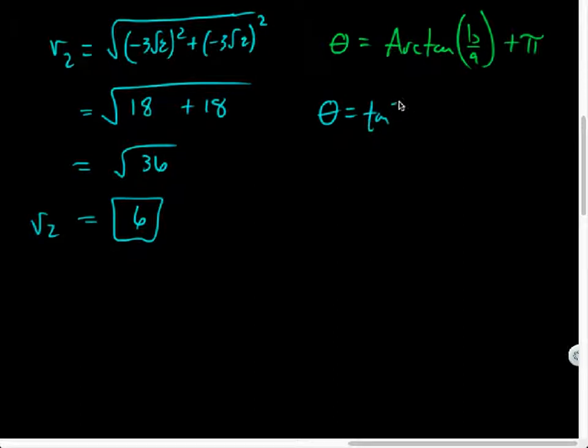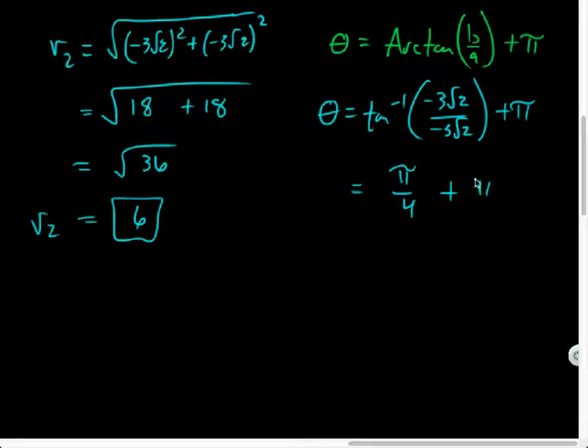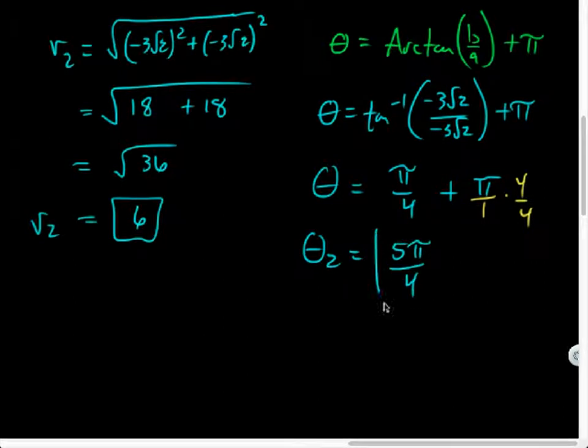Arctan, I could even refer to that as tan inverse of negative 3 roots of 2 over negative 3 roots of 2, plus pi. By the way, tan inverse of that is the same as tan inverse of positive 1, which is pi over 4 plus pi. So my theta's, I'll do some fraction work for you, so we'll call this pi plus pi over 4, which is 4 pi over 4 plus pi over 4, 5 pi over 4. Like so. So now I've figured out R1, theta 1, R2, theta 2.